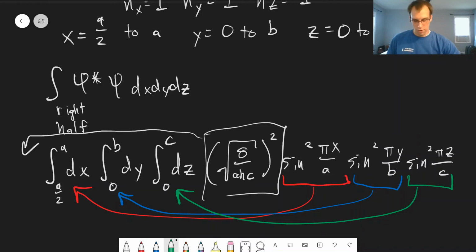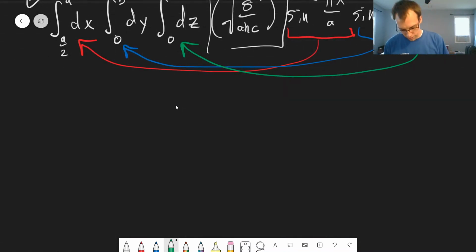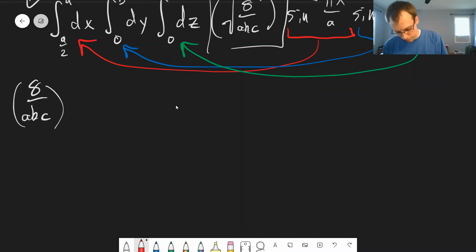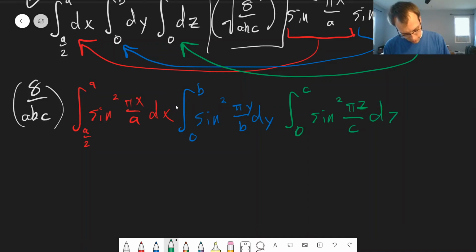So we can separate these out into their own specific parts. I'll keep the color coding here. We have our 8 over abc, which is our constants out in front. Then we have our x part, which I'll write in red: integral from a over 2 to a, sine squared pi x over a, dx. Then the integral from 0 to b, sine squared pi y over b, dy, and then our integral from 0 to c, sine squared pi z over c, dz.